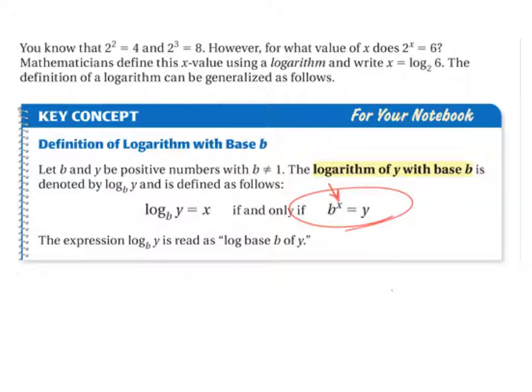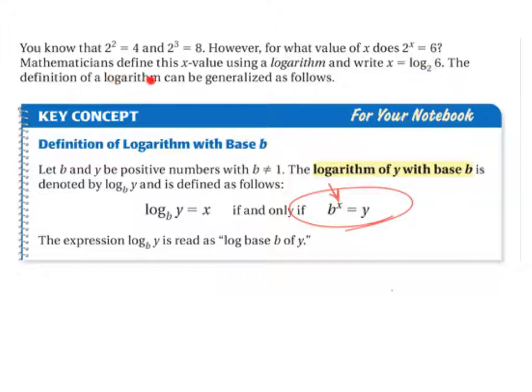So back up to the beginning. We know that 2 to the second power equals 4 and 2 to the third power equals 8. However, for what value of x does 2 to the x equal 6? This one isn't as easy because it's not one of our integers like 2 and 3. Mathematicians define this x value using a logarithm and write x equals log to the base 2 of 6. That's what this says.